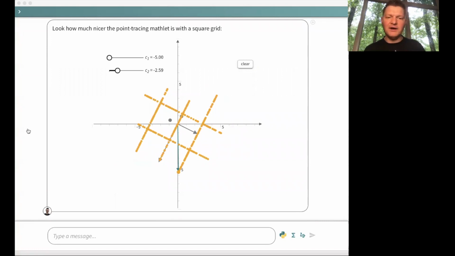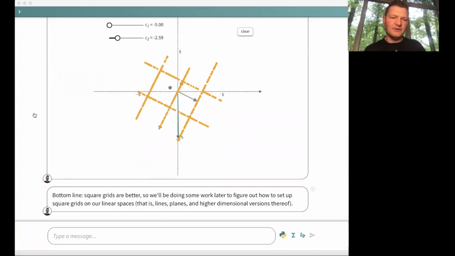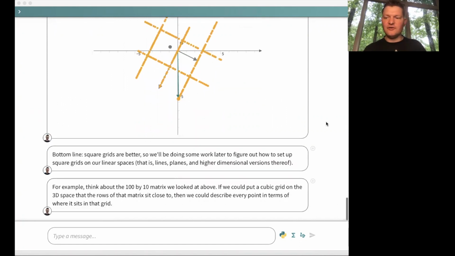All right, so anyway, bottom line, square grids are better, and we're going to be doing some work later on to figure out how to set up square grids in our linear spaces, even when those spaces are specified in a way that there's no obvious square grid at hand. For example, to draw a connection with something we talked about earlier, we had that 100 by 10 matrix that I showed you, and I told you it's secretly three-dimensional. Well, if we could put a cubic grid on that 3D space that all of the rows are sitting close to, then we could describe every point in terms of where it sits in that grid.